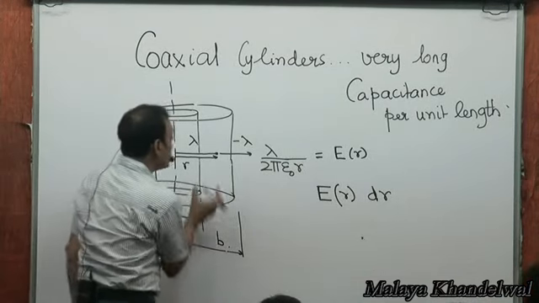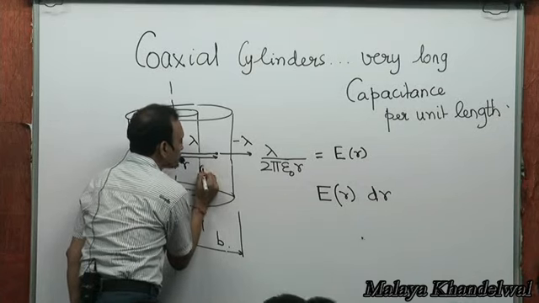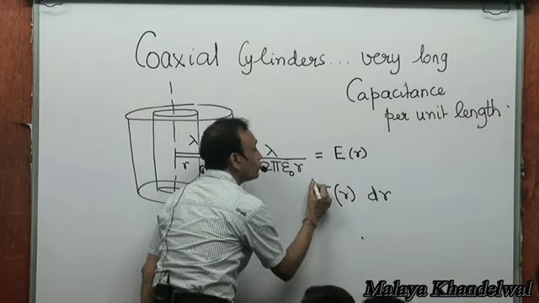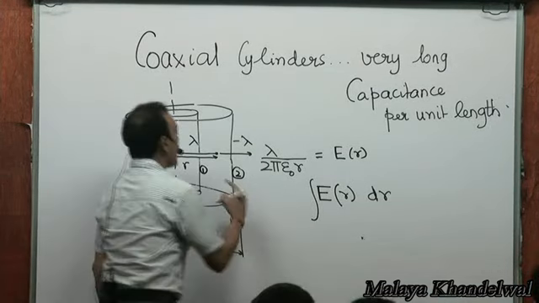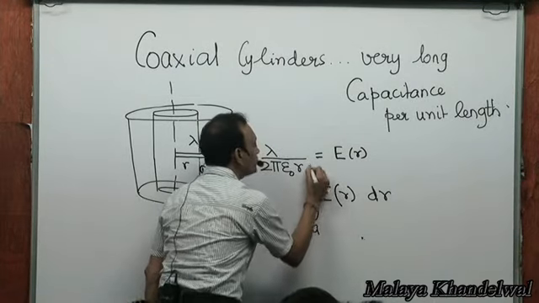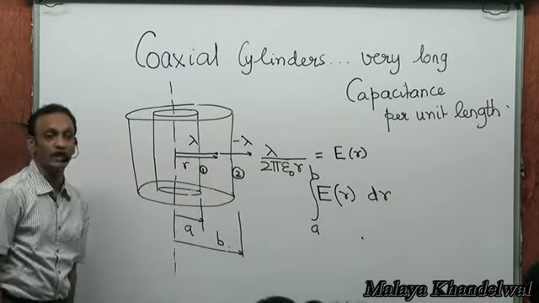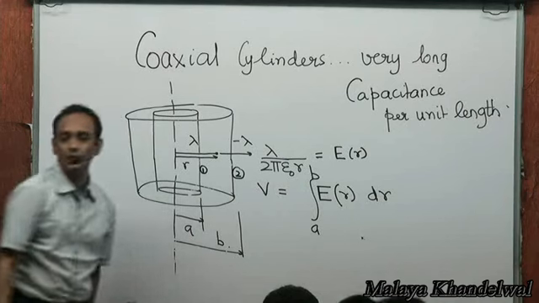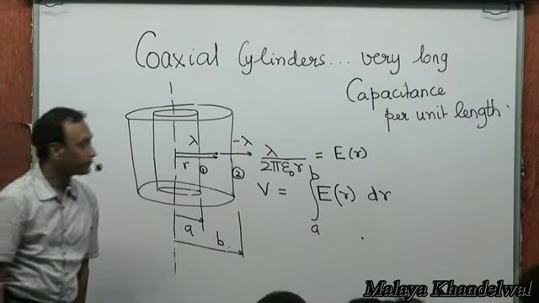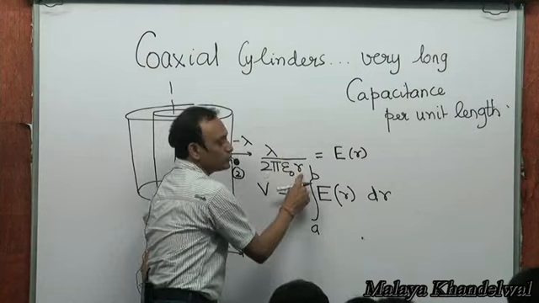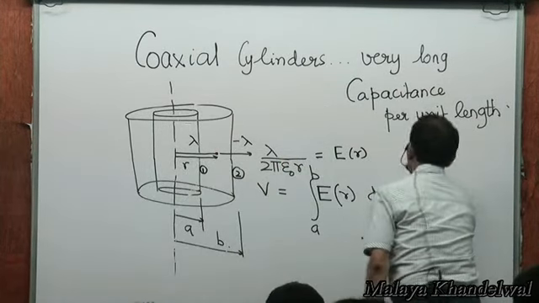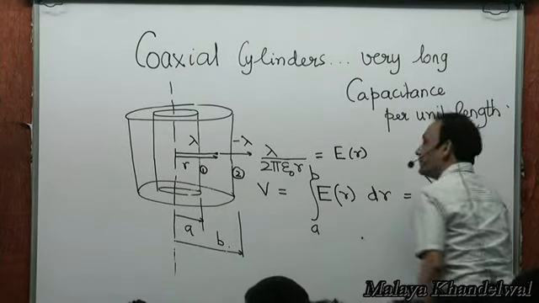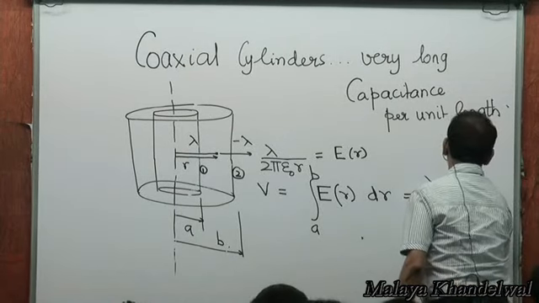So what we need is the total potential drop from cylinder 1 to cylinder 2. The total potential drop from cylinder 1 to cylinder 2 would be the sum of the potential drops, where r runs from a to b. Yes or no? That's going to be the potential difference between the two cylinders, 1 and 2. Right? Replace E(r) by lambda by 2 pi epsilon naught r and supply the limits. This would become lambda by 2 pi epsilon naught, integral of 1 by r dr would be log r. So log b by a.